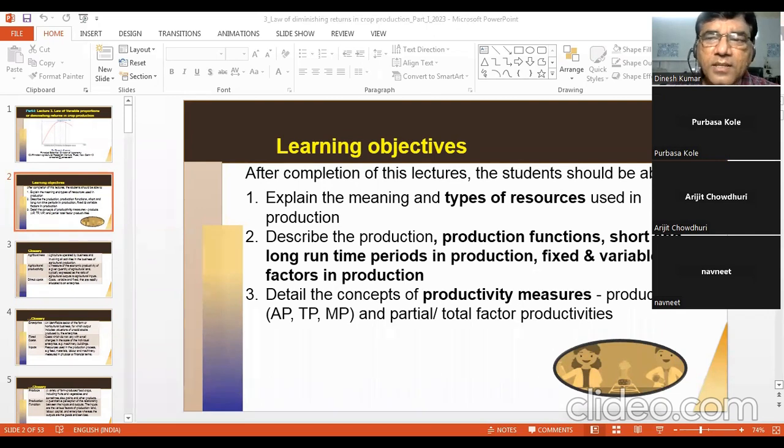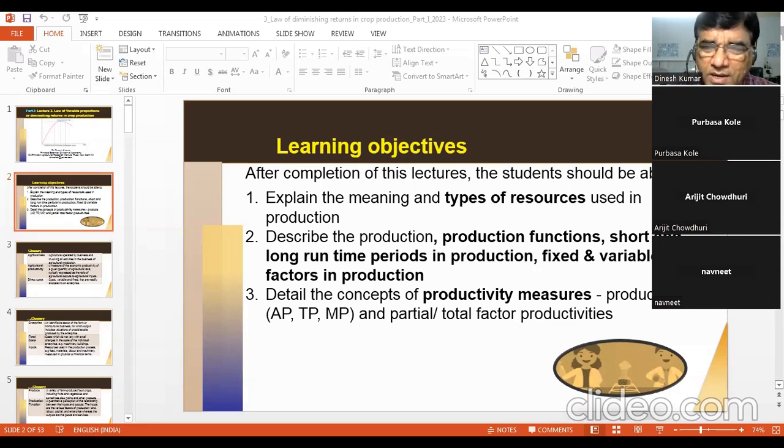So today you will see what is short run and what is long run. In economics, you will usually find that they speak of two words. These are short run and long run. Time periods, fixed and variable factors in production. And then we will detail the concepts of productivity measure, how productivity can be measured, and what are different criteria, what are different terms that describe productivity. And we will see the partial and total factor productivities. So these are the contents for today's lecture.